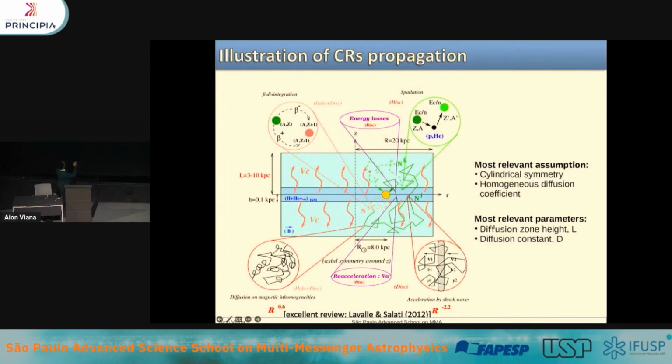Now, this is a very simple model. This is normally what we do. We make simplistic assumptions about the galaxy. We assume that the galaxy has a thin disk and then a thick disk, and all the propagation actually happens in the disk. Then you have all these different reactions. You assume some cylindrical symmetry, etc. And you can also define what is the most relevant process, so you can simplify these things. If you're interested, there's this very good review from 2012 from Lavalle and Salati. It's actually very interesting.